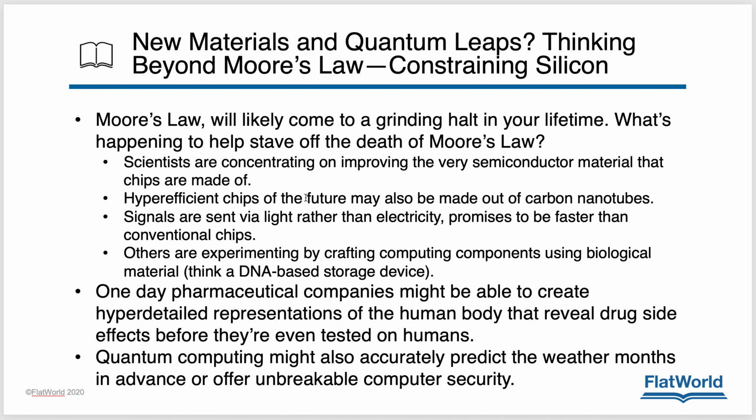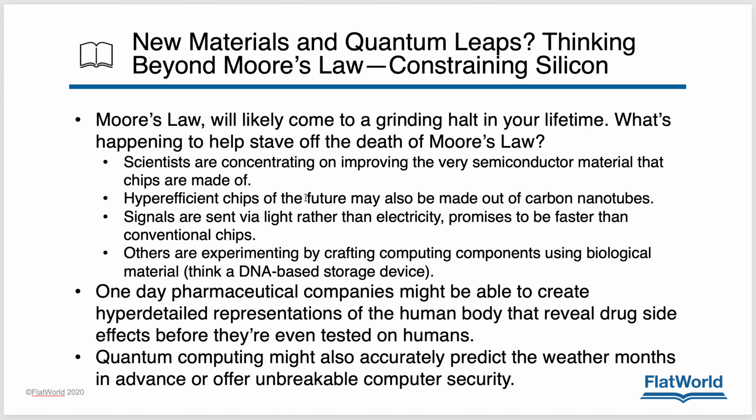New materials, those are things you want to look at. So it's likely we'll come to a grinding halt in our lifetime, maybe your lifetime. What are people doing? Scientists are concentrating on improving the very semiconductor material that chips are made of. They have these hyper-efficient chips of the future that may be made out of carbon nanotubes. Easy to say, hard to know what they mean by that without a Google search.